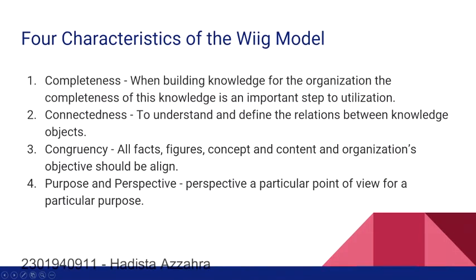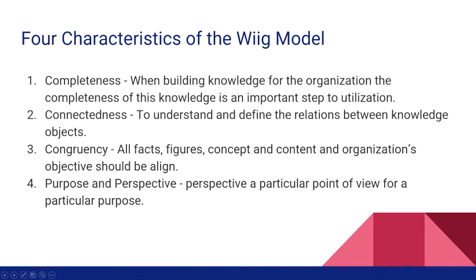Four characteristics of the Wiig model. First is completeness. When building knowledge for the organization, the completeness of this knowledge is an important step to utilization. It means that you need to gather as much information as you can get, and the knowledge source can be varied, from the human mind to knowledge bases such as tacit or explicit knowledge.